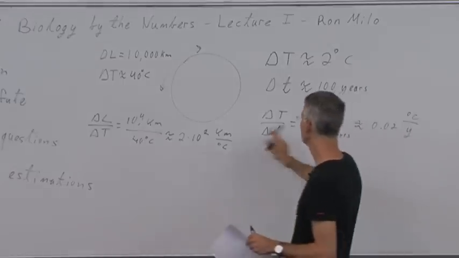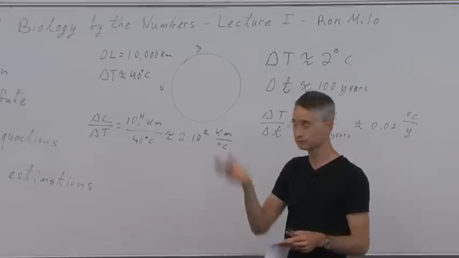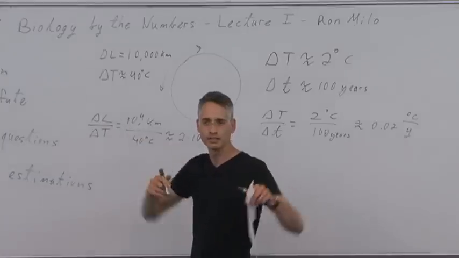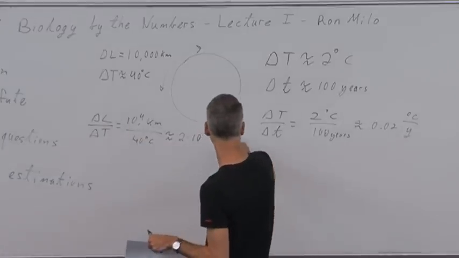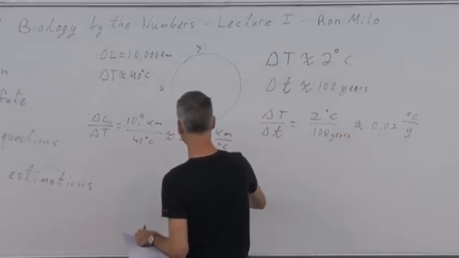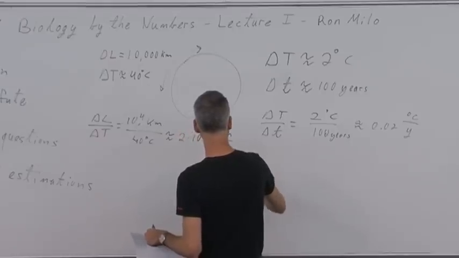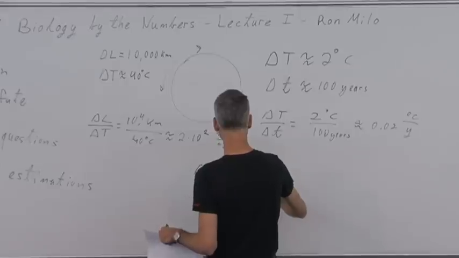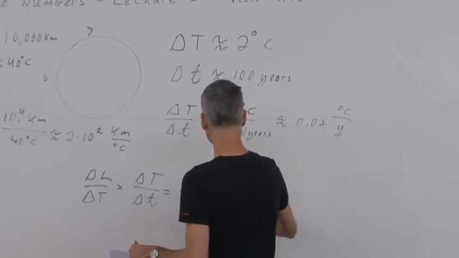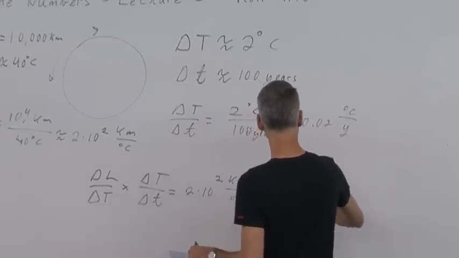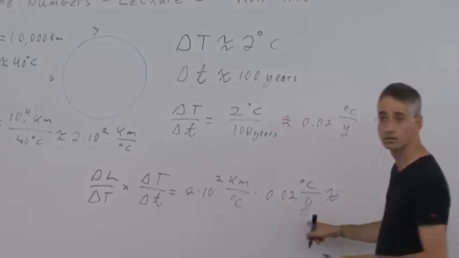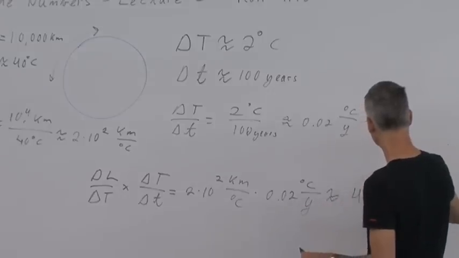Okay, so now if I want to know what speed I have to go towards the poles, it could be a bit confusing. What do you need to divide by what? But if you look at the units, it's really helpful, right? Because I have kilometers per degree and degree per year. If I just multiply these two things together, delta L divided by delta T times delta T, big T divided by small delta T, I get 2 times 10 to the 2 kilometer per degree Celsius times 0.02 degrees Celsius per year. And I'm getting what? 4 kilometer per year.